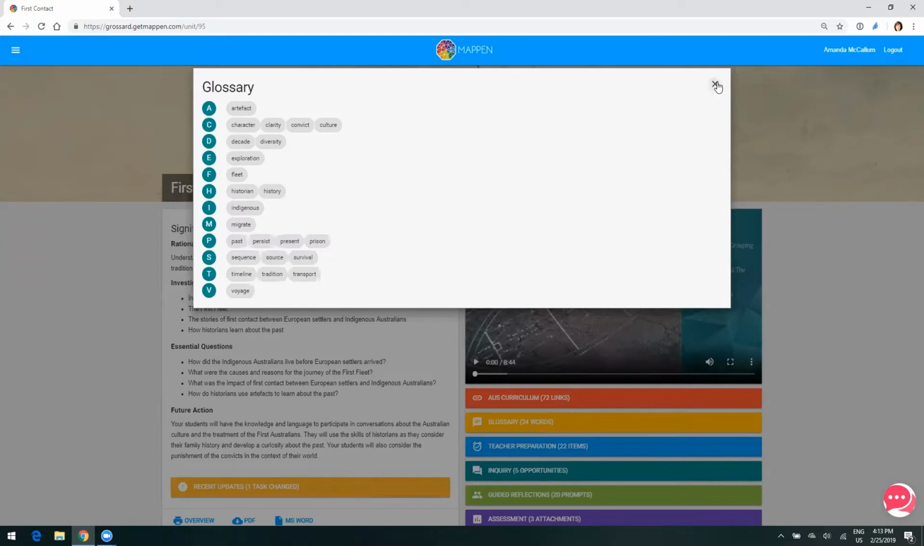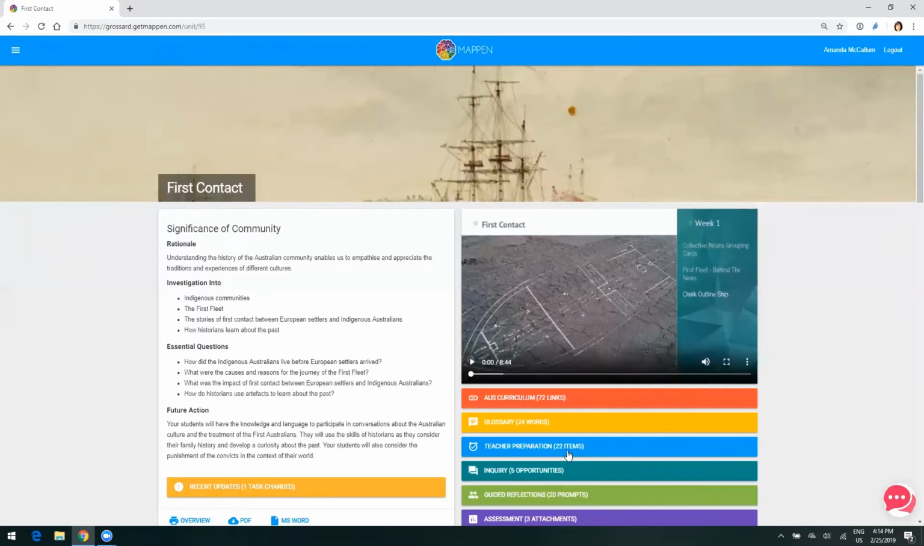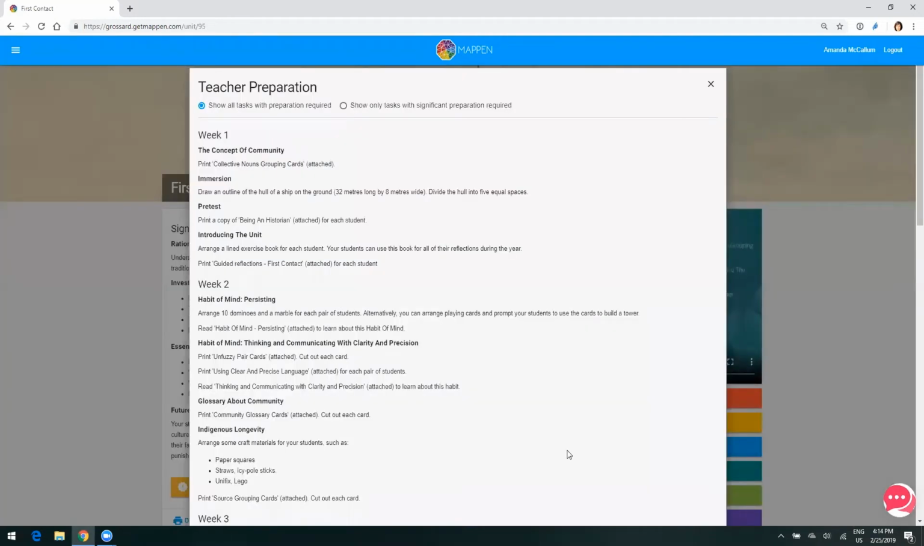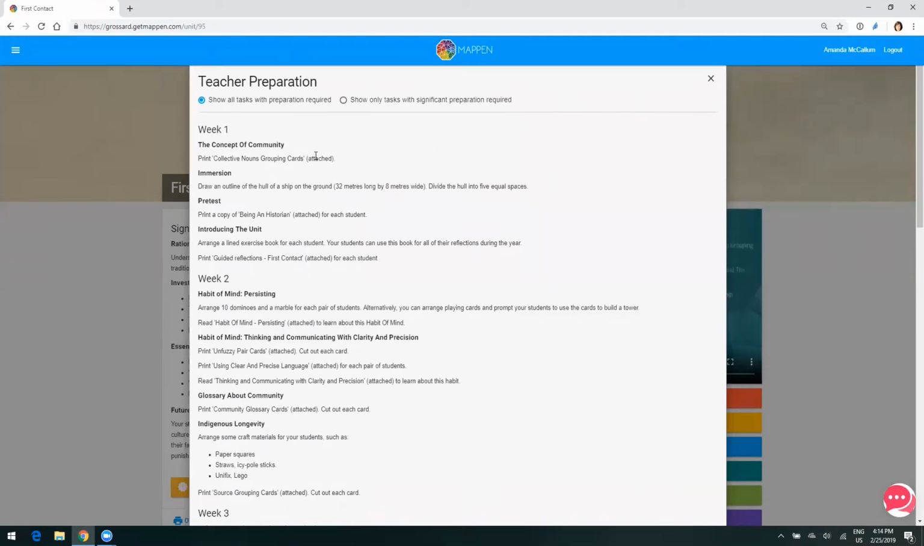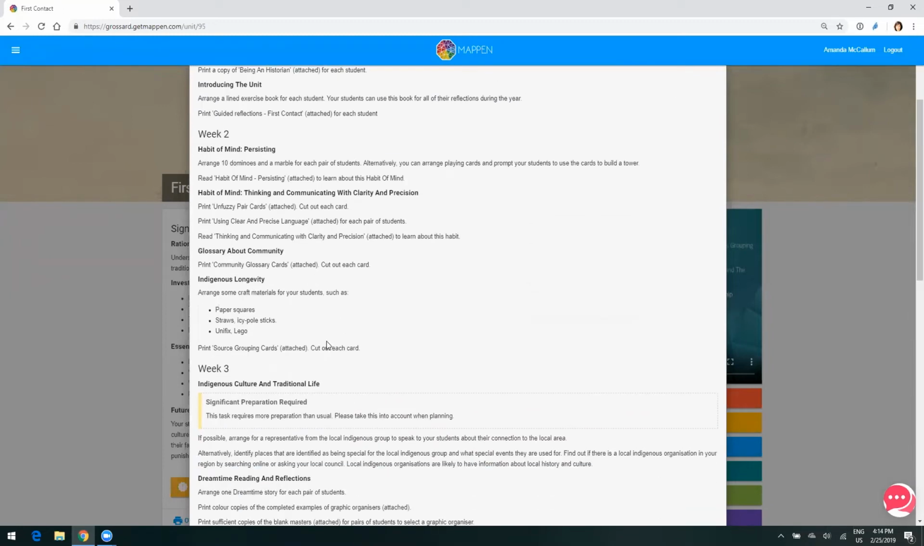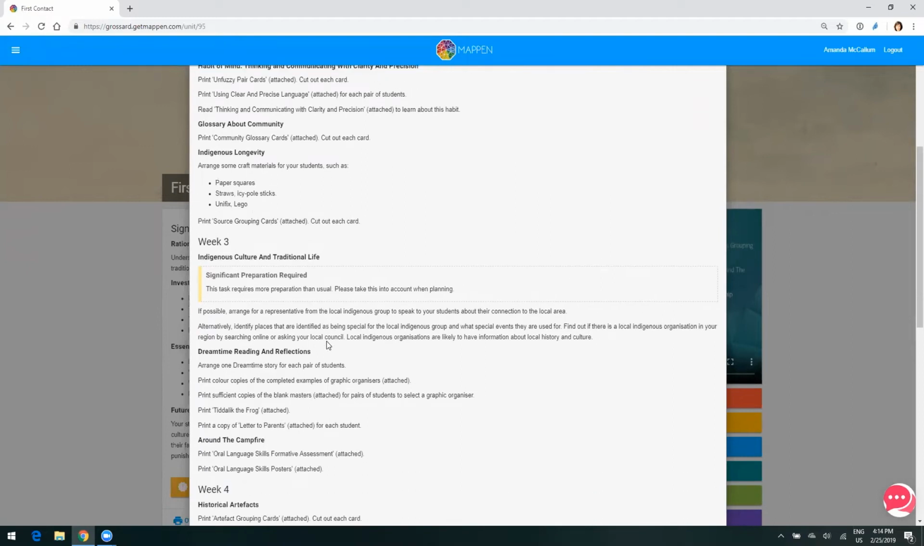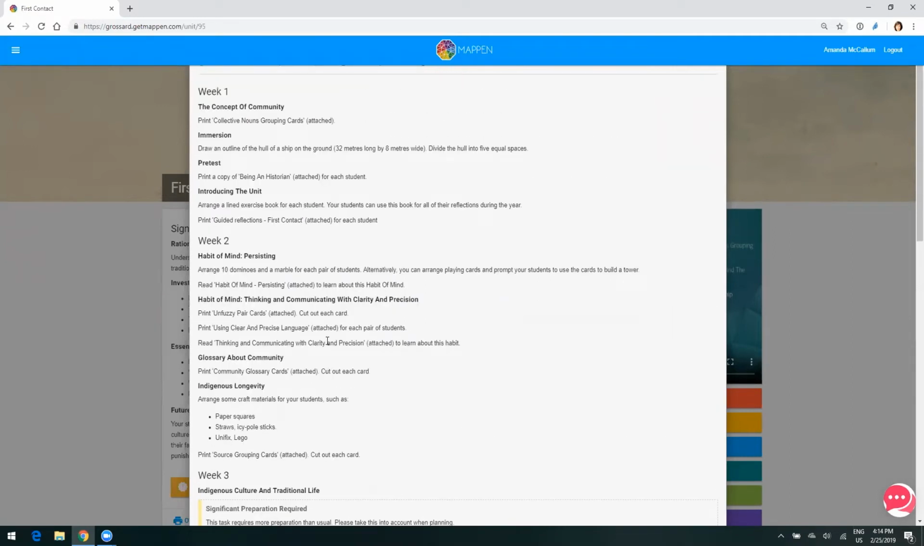The teacher preparation tab, this blue one, that's helping you as the practitioner, guys. So if you read through that, anytime it says attached, you will actually see the attachment in the task itself. But by having a quick read through that at the start of preparing for a new unit, you can see everything that you will be required to get ready. I want you to rest assured that every document we have created for you, every website we have found for you, so these are fully resourced.